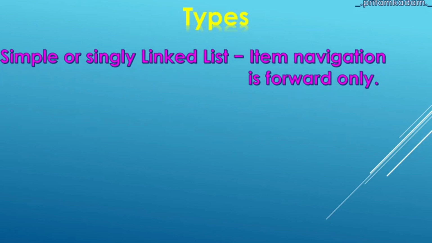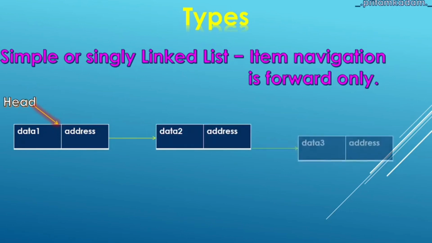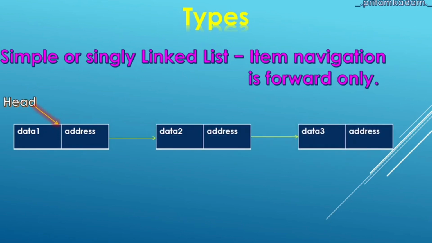Okay, so what are the types of it? First of all, simple or single linked list means item navigation is forward only. This is head. This will be pointing to the next one, and this one will be pointing to the next one. And if this is the last element, then the pointer will be pointing to the null. Okay, so if you are not able to understand, then write down in the comment section. I will make another video for it.